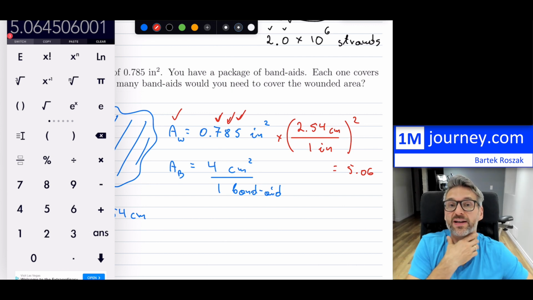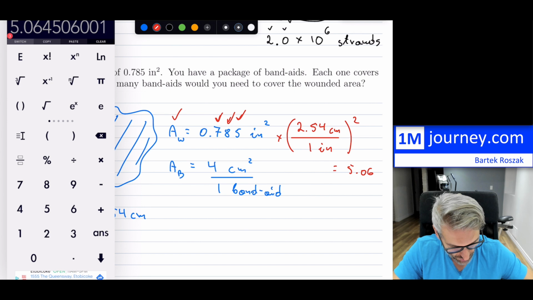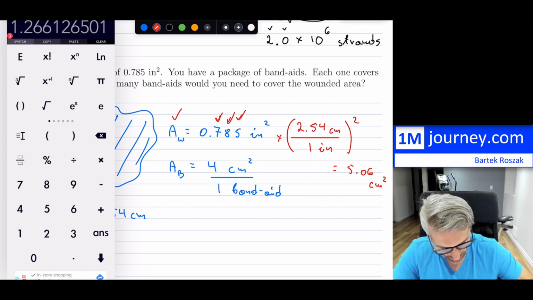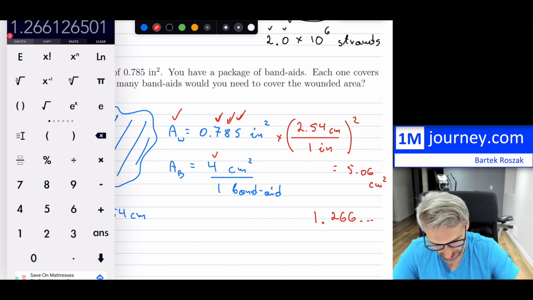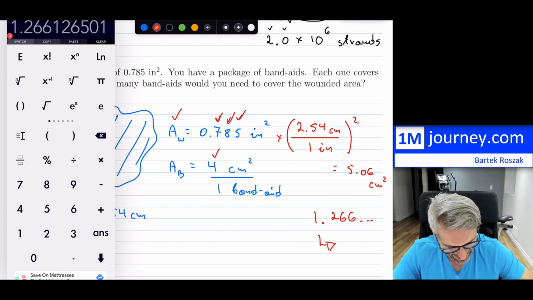Now, I wouldn't recommend that you round here because it's an intermediate step. We still have to divide by 4 centimeters squared per each Band-Aid. It looks like it's going to be basically 2 Band-Aids that are going to be needed because you're not going to be ripping off the other Band-Aids. So this is approximately this much. I would keep this on the calculator and just divide by 4. Notice that this would give you 1.266, etc. Now this only actually has one significant figure. So this rounded would actually be just 1.